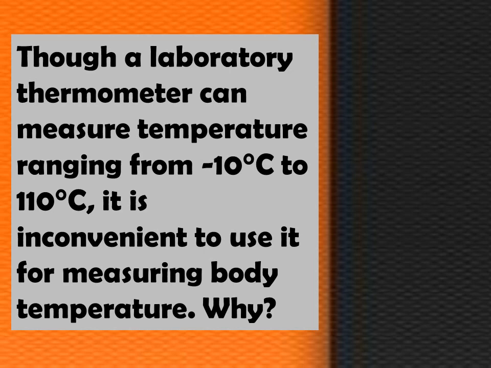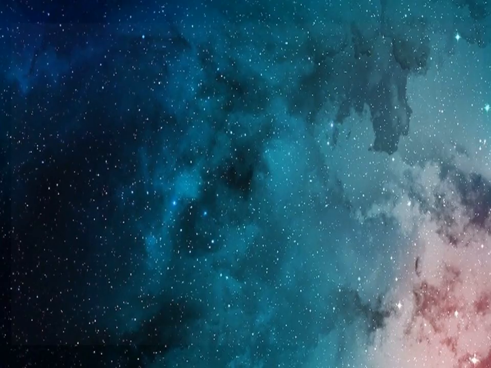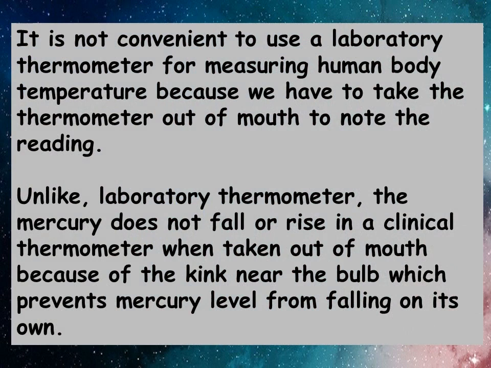Though a laboratory thermometer can measure temperature ranging from minus 10 degrees Celsius to 110 degrees Celsius, it is still inconvenient to use it for measuring body temperature. Why? It is not convenient to use a laboratory thermometer for measuring human body temperature because we have to take the thermometer out of the mouth to note the reading. Unlike laboratory thermometer, the mercury does not fall or rise in a clinical thermometer when taken out of the mouth because of the kink near the bulb. The kink prevents the mercury level from falling on its own.